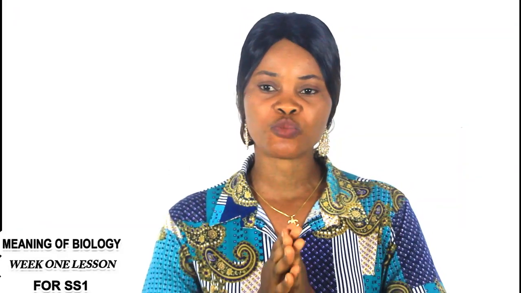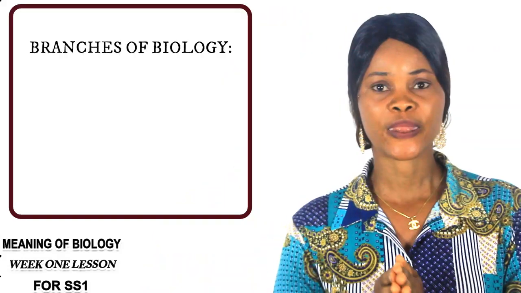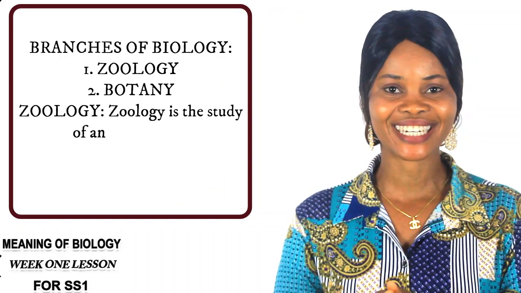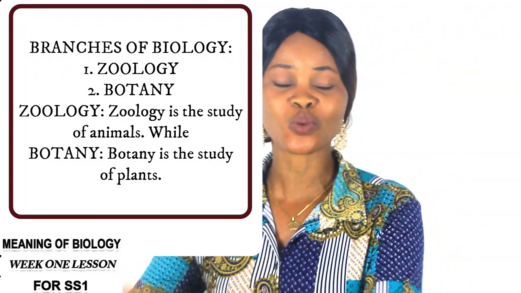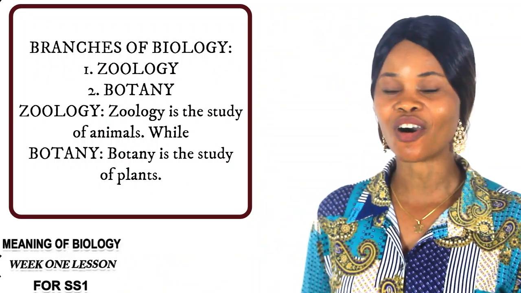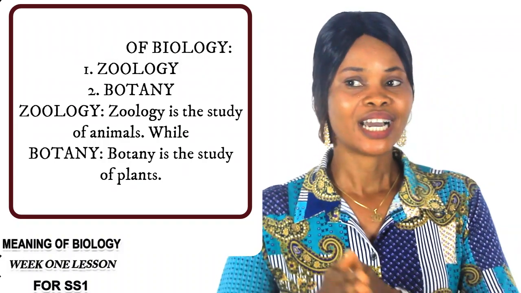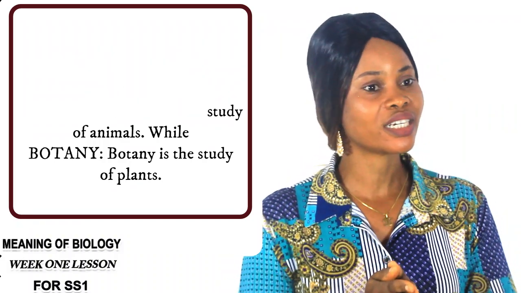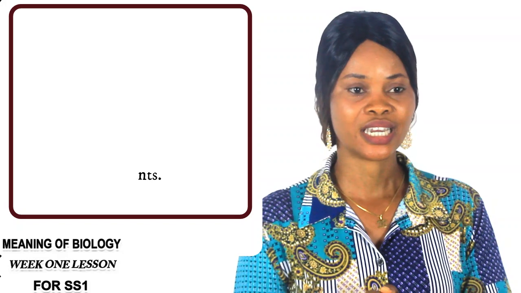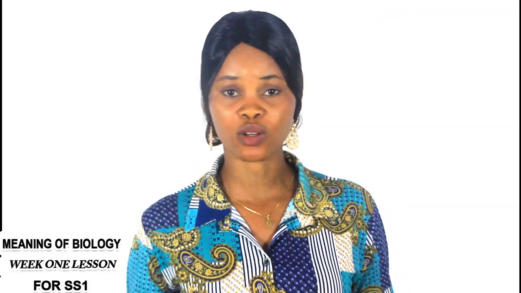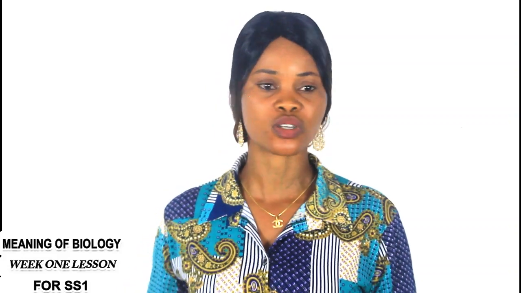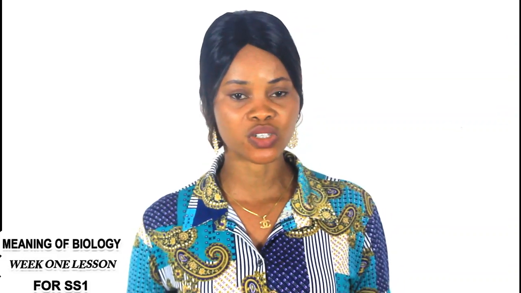There are two major branches of biology, that is zoology and botany. Zoology is a study of animals, and botany is a study of plants. There are many other sub-branches of biology, which we have physiology, we have cytology, and many others.